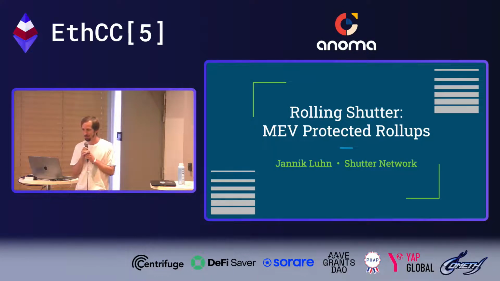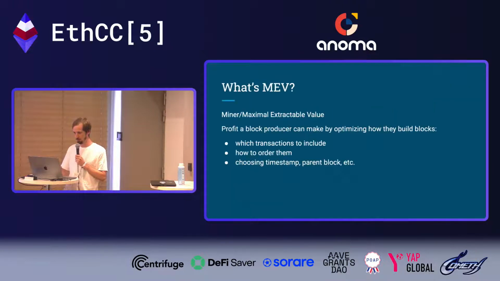I'm here to talk about rolling shutter. It's a front-running and MEV protection mechanism for rollups. I want to first start by talking a little bit about MEV, what it is, and whether it's bad or not, and what we want to do with it, and then talk about our solution to that.